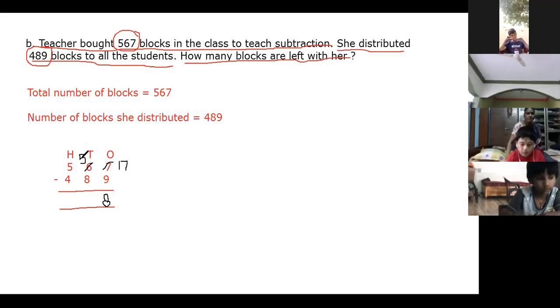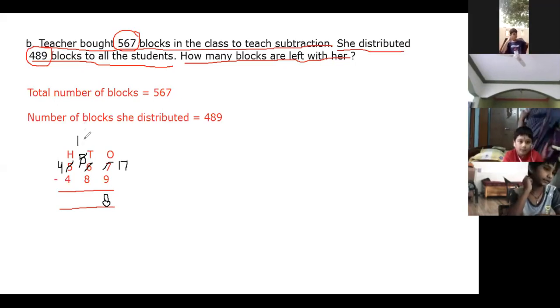Now tell me, in tens place, numbers are 5 and 8. Is it possible to take away 8 from 5? No, ma'am. So again we have to take borrow. This time we'll take borrow from the number in hundreds place. So what this 5 will become now? 4. Very good. This 5 will become 4. And the 5 in tens place will become 15. So tell me, 15 minus 8, how much?